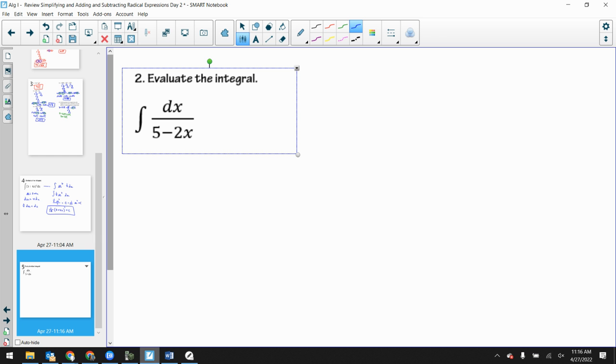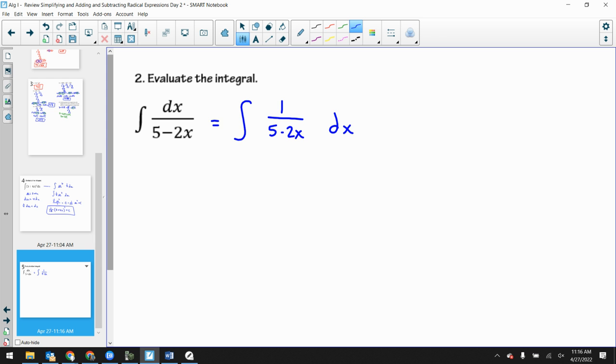Evaluate the integral of dx over 5 minus 2x. Now remember, whenever you have a fraction like this and you've got the dx in the numerator, you can pull it outside, right? You can really rewrite this to say this is the same thing as the integral of 1 over 5 minus 2x dx. So what's my u? 5 minus 2x.